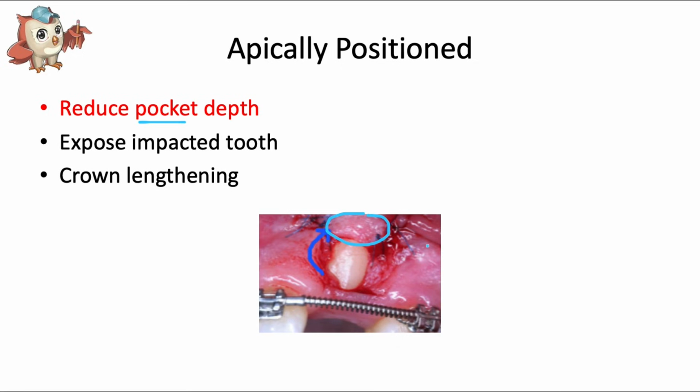This procedure can also be performed to expose an impacted tooth, as seen here for orthodontic purposes, or as part of a crown lengthening procedure. The benefit of using it with crown lengthening is the same benefit when it's used for pocket reduction. We preserve the attached gingiva without having to cut any off.